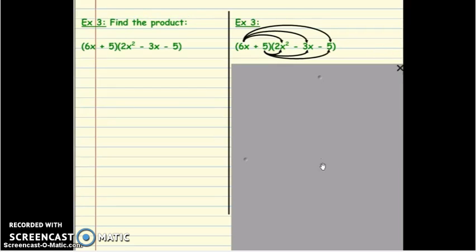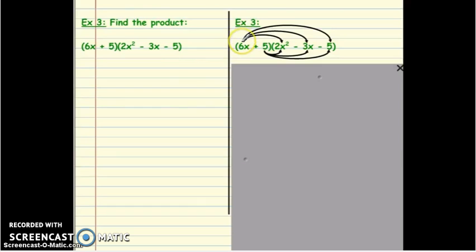Alright, we're going to do one more example. Example number 3. This one looks a little bit bigger, a little bit crazier, but you can handle it. We have 6x plus 5 times 2x squared minus 3x minus 5. And this one, you can't quite think about it like FOIL. This one is more like the double distributing.